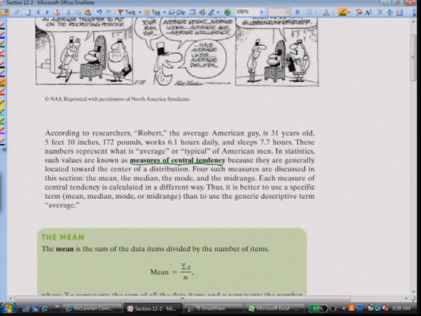I mean, you probably have a sense of what an average is, how to compute a mean, and that sort of thing. So they're measures of central tendency because they are generally located toward the center of the distribution. For such measures, we're going to talk about four measures in this section: the mean, the median, the mode, and the mid-range. And each measure of central tendency is calculated in a different way. Thus, it's better to use a specific term than to use a generic descriptive term like average.